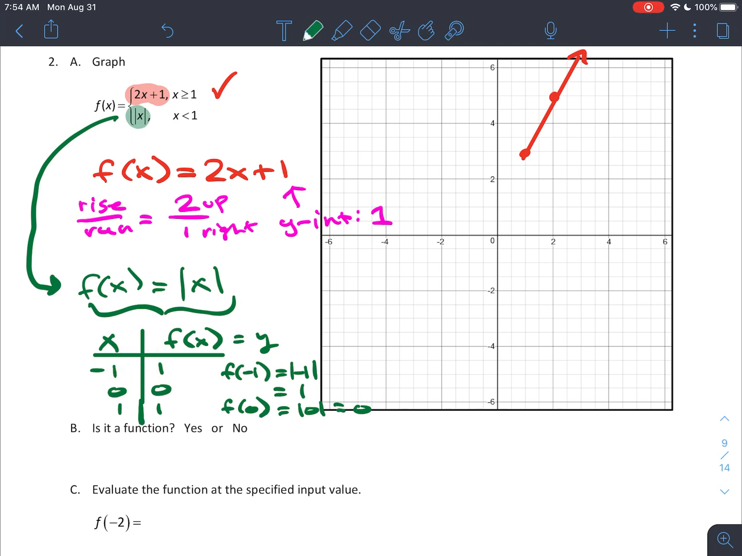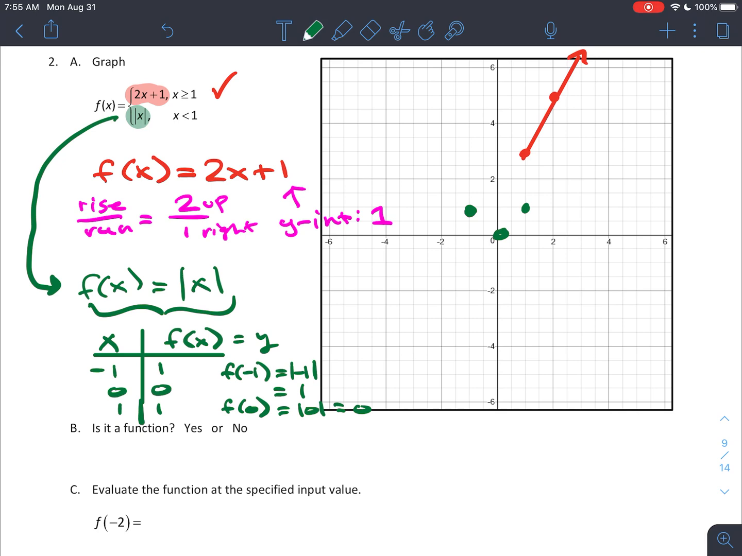Negative 1, 1. So that says, all right, when x is negative 1, which is here, y is positive 1, which is there, boom. Let me erase my little arrows there and show you what I mean. Negative 1, 1: x of negative 1, y positive 1, awesome. 0, 0, right there at our origin. And 1, 1 would be right here.